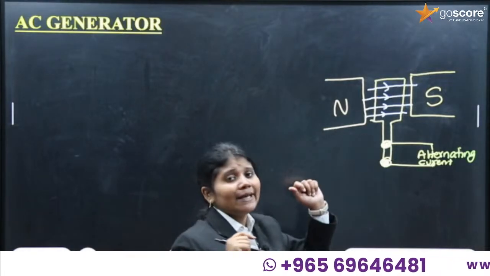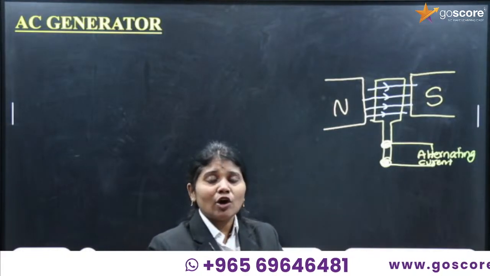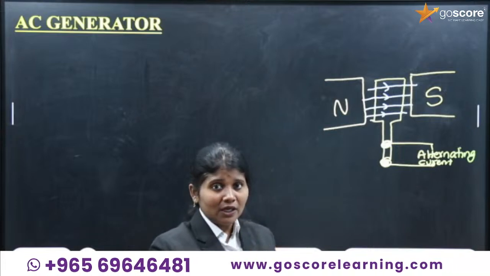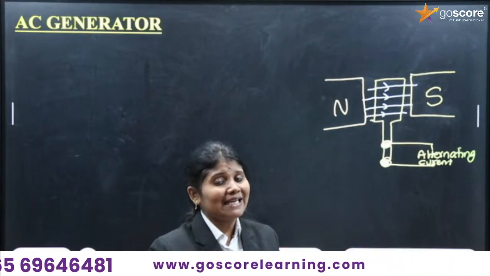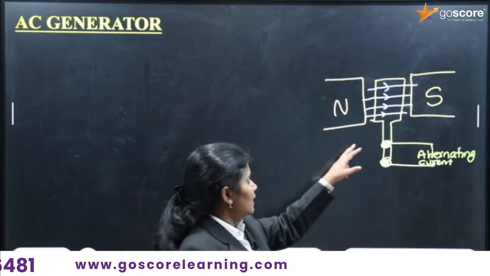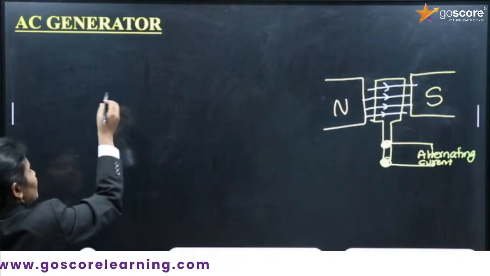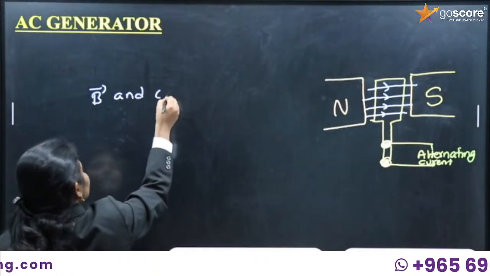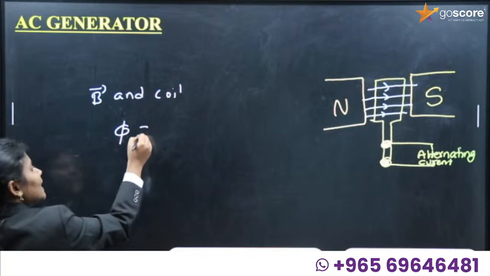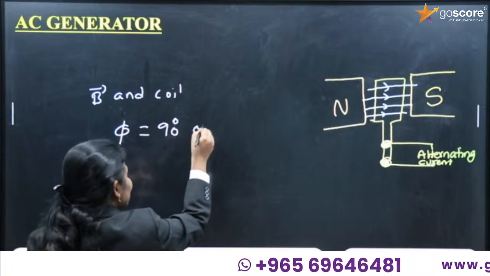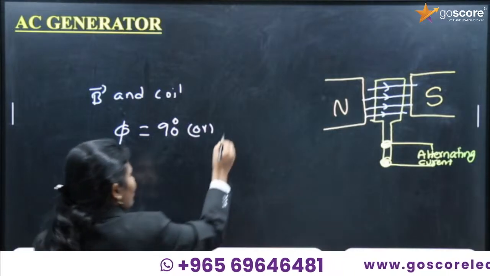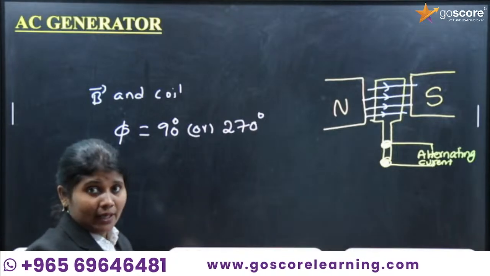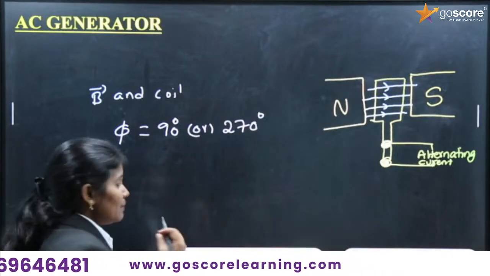That's why this coil will rotate. The coil will rotate and the magnetic field cuts the coil. Then only we will get the EMF. So here, the angle phi between the magnetic field and the coil is 90 degrees or 270 degrees. Then only we will get the maximum EMF.